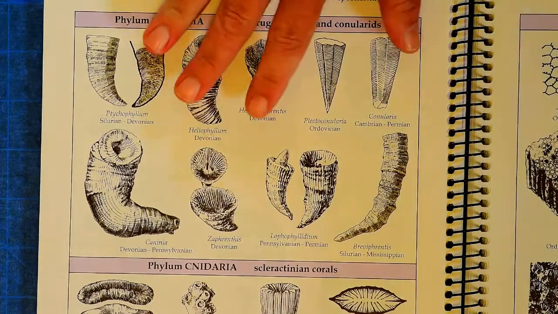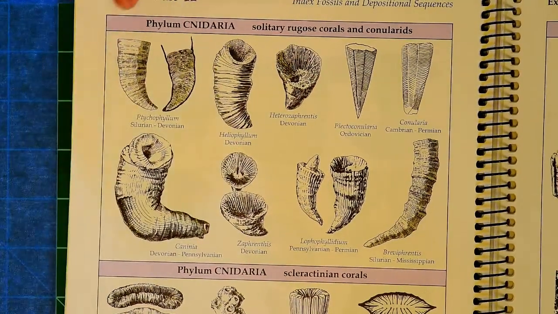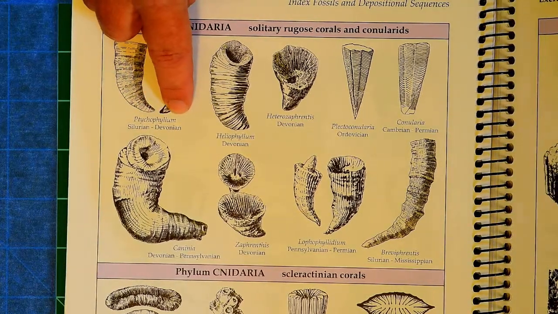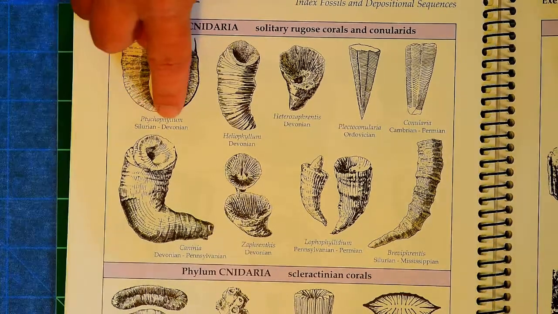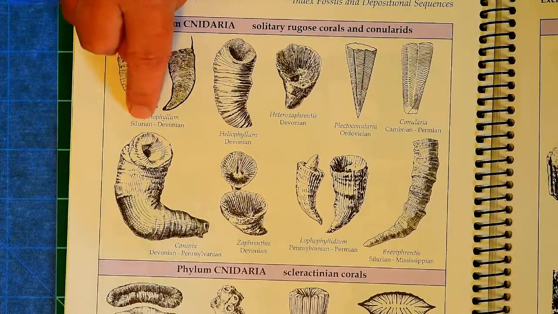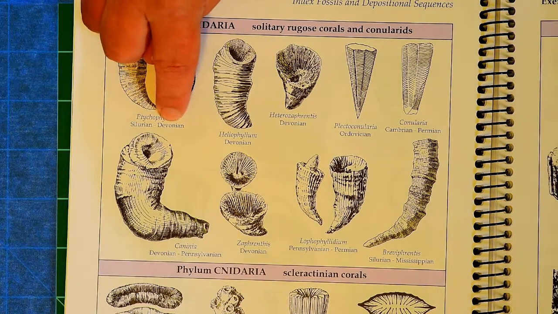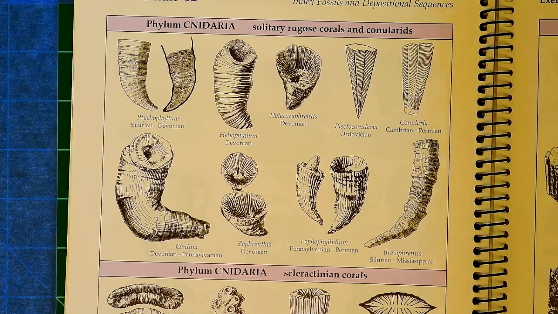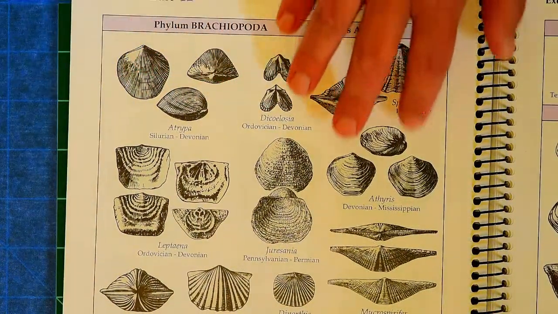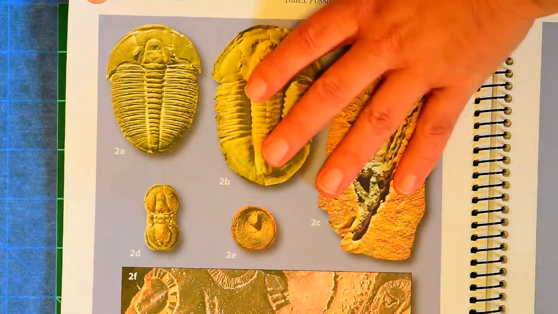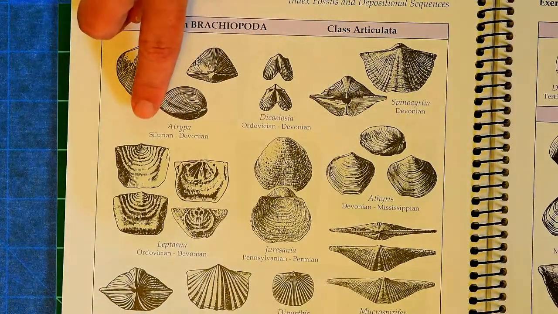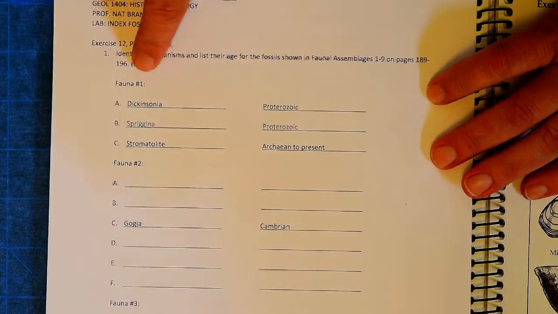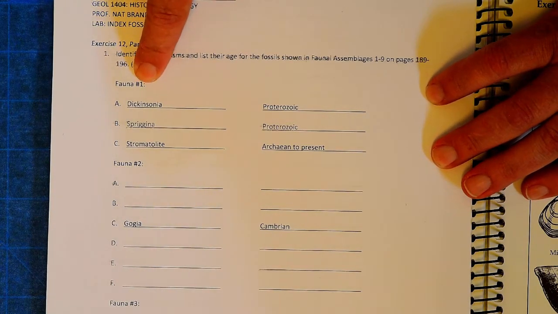organisms are. So on these charts, for instance, you'll see things like this organism, Tecophylium. I'm reading upside down, sorry. That's the name of this organism, and then underneath it says Silurian to Devonian. That's when that organism happened to live. So you'll go through these, you'll identify the different organisms provided in these fauna, and then you'll also say when those organisms are from. For example, fauna number 1 has already been done for you.